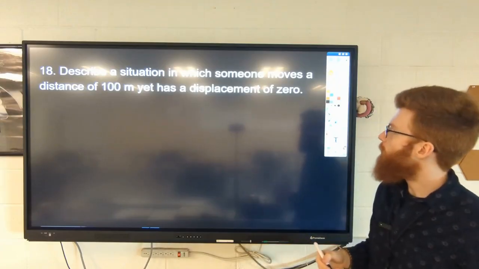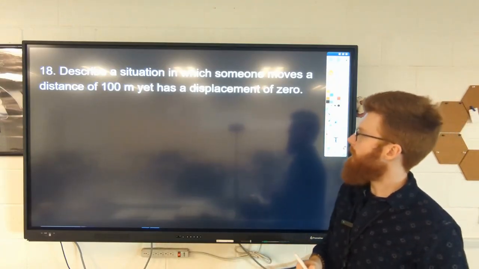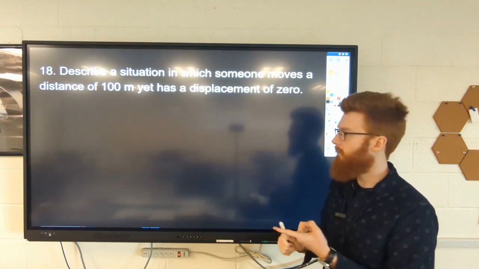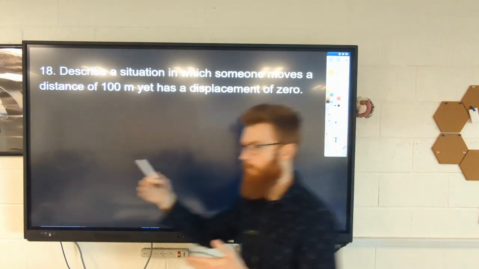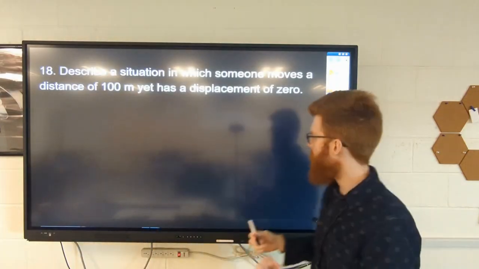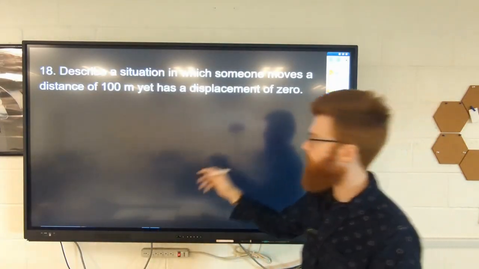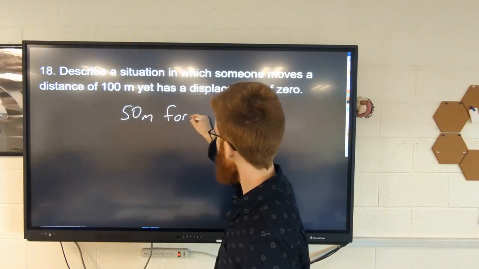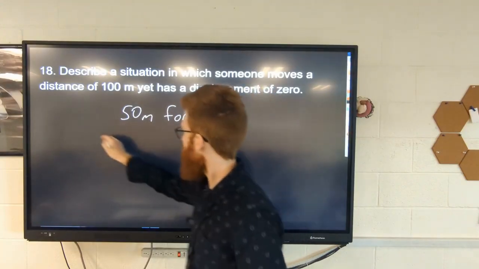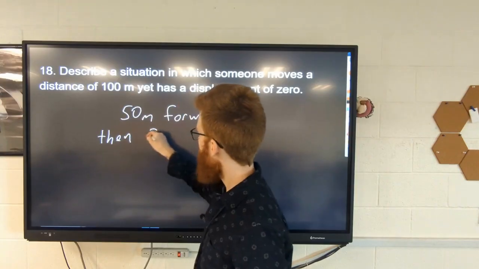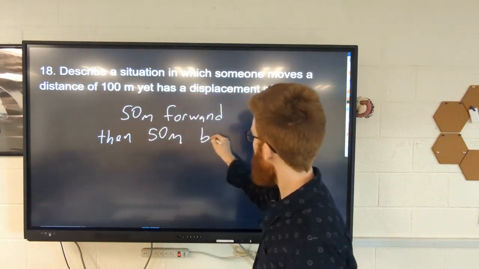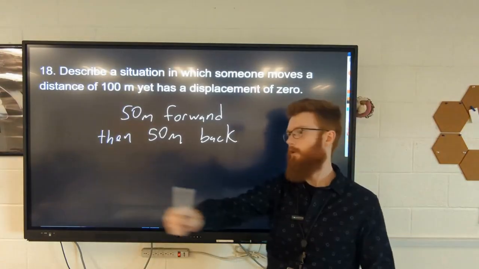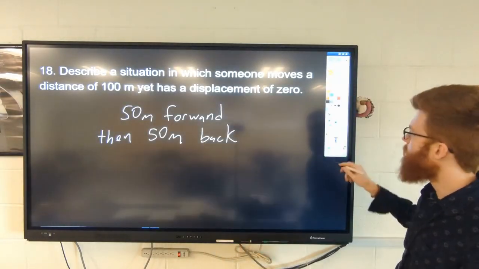18, describe a situation in which someone moves a distance of 100 meters, yet has a displacement of 0. To have a displacement of 0, you just got to start and end at the same spot. So if I walk forward 50 meters, and then I walk back 50 meters, there we go, I've done it. So 50 meters forward, then 50 meters back. You could also run a track that's 100 meters around, if one of those existed.